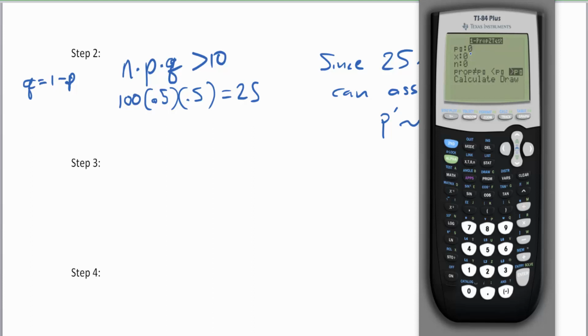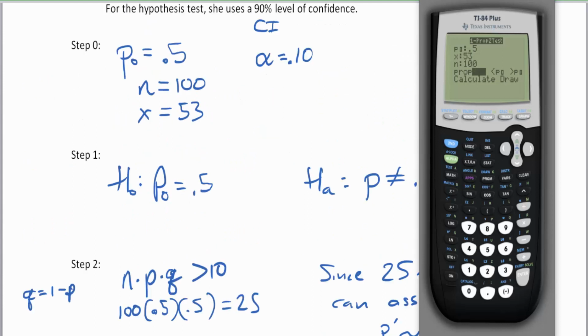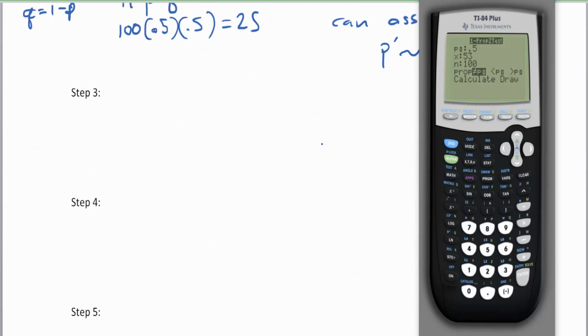If you click enter, then it asks for your p naught. In this case, this is our 0.5. Our x, we found that 53 out of 100 people said that their grooms were younger than they were. So a lot of times we are going to check the not equal to, but always be careful about which one you check, because this goes back to your alternative hypothesis. Your alternative hypothesis is not equal to your null hypothesis, so we are going to now click on draw. And let's take a look at our two-tailed test.